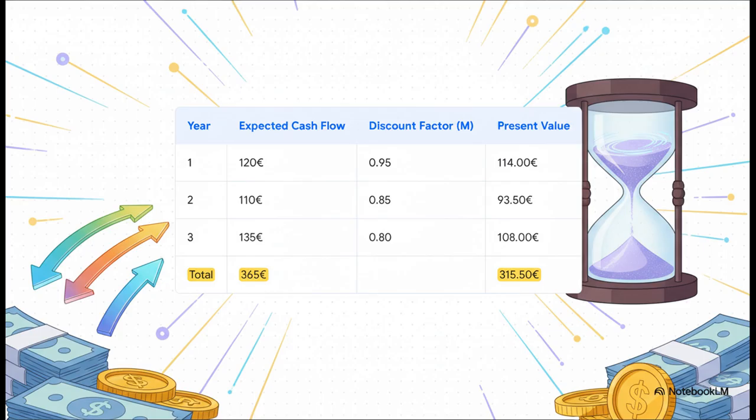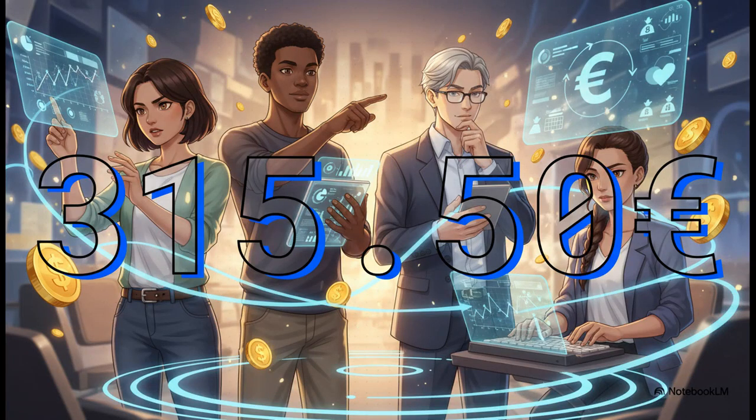So we just do our simple multiplication for each year, find each year's present value, and then just add them all up at the bottom. And this is the key takeaway, right here. You're set to get 365 euros in total over those 3 years. But what's it really worth to you today? Only 315 euros and 50 cents. That's a pretty big difference. That's the power of discounting.